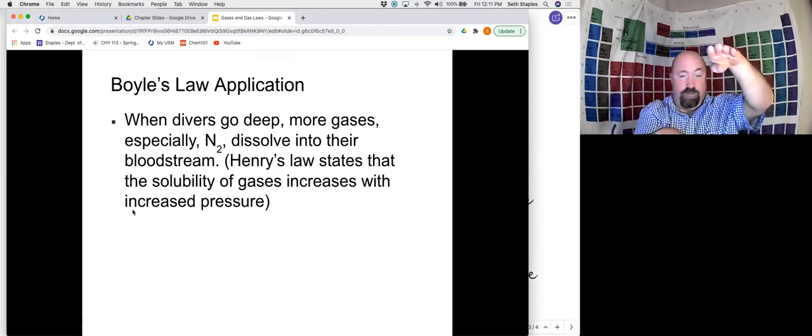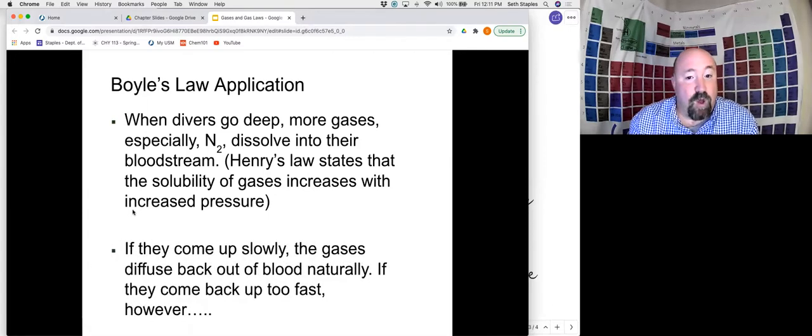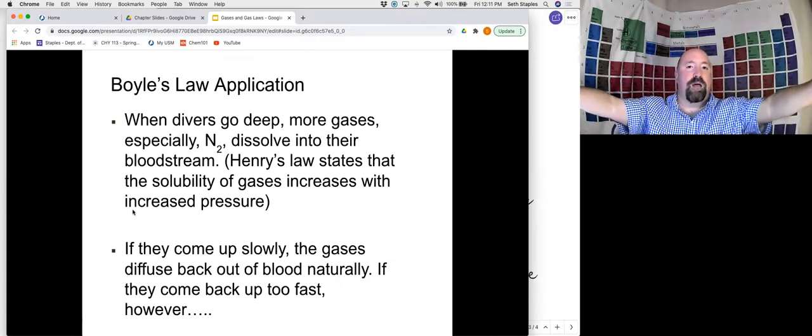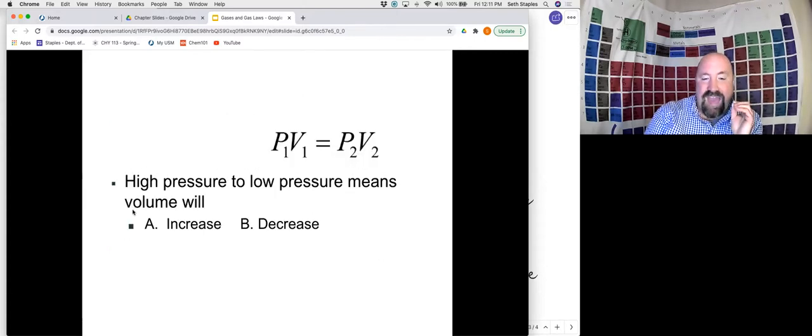So now we have a diver that started out at the surface. Now they're down, who knows how far, but quite a ways down, and more gases are dissolving into their blood. If they come up slowly, then that's fine. The gases will slowly diffuse back out of their blood and they'll be fine. If they come up too fast, however, then what's going to happen? So now they're coming up very, very fast.